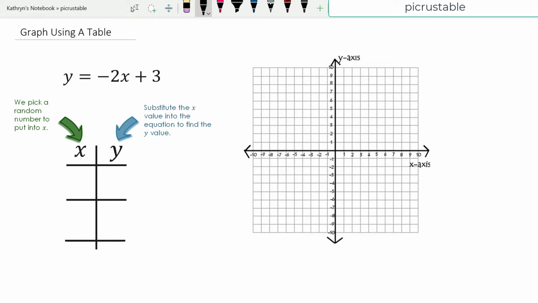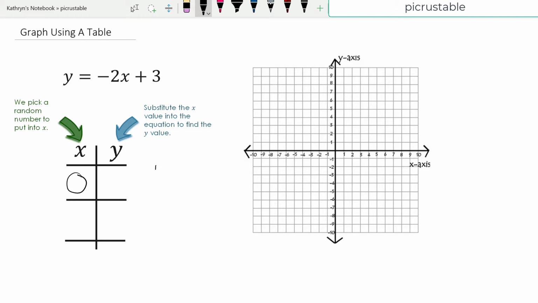Let's graph this equation using a table. Our equation is y equals negative 2x plus 3. Now we're going to randomly pick numbers to put into x, and then we're going to substitute that x value into the equation to find y. It really doesn't matter what you substitute in for x, so I'm just going to randomly pick 0.